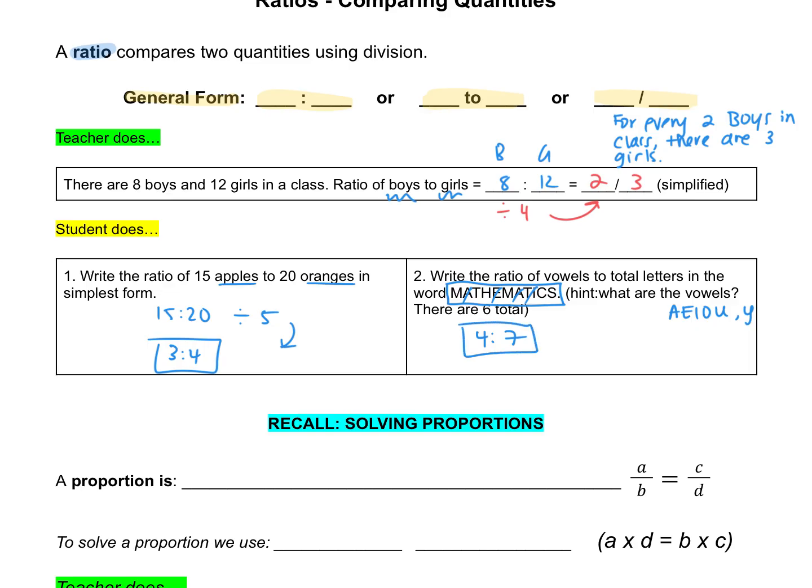It's asking for total letters in the word. Oh, man. Yeah, thank you. Okay, ratio of vowels to total letters. Thank you for correcting me. So it should not be a 7 here. It should be 11, because that's how many total letters there are in the word. So that shows us the importance of reading more carefully. Thank you, Eve, for correcting me. Those 2 go okay? Okay, let's move on.